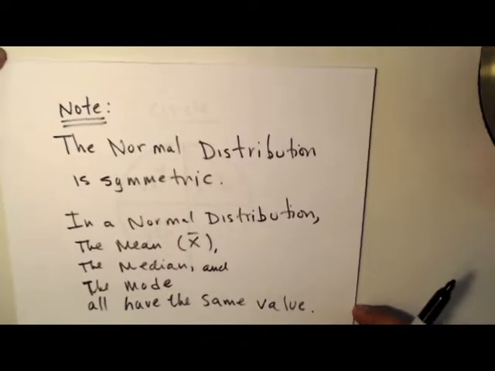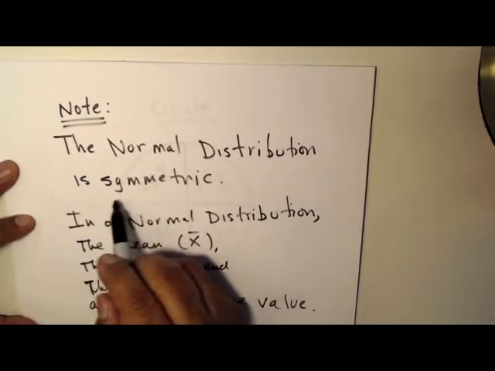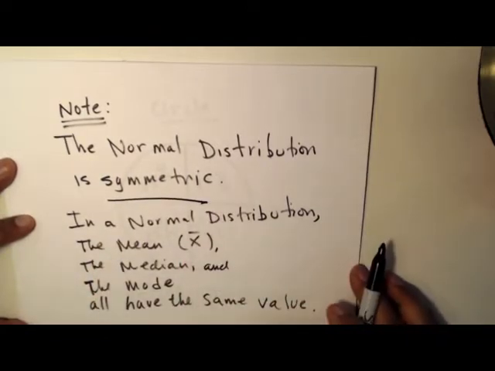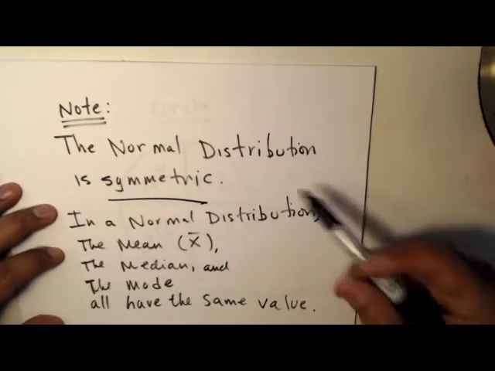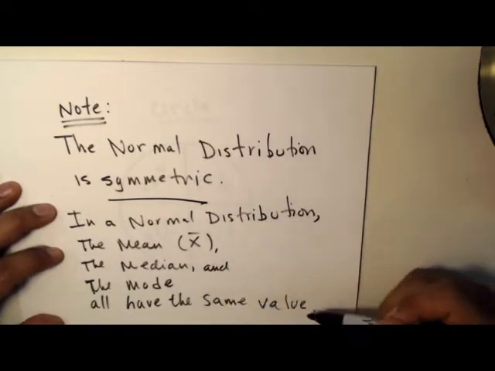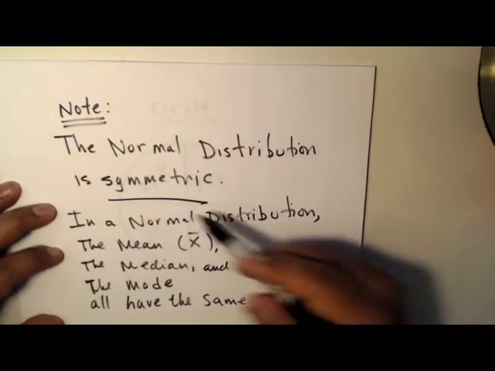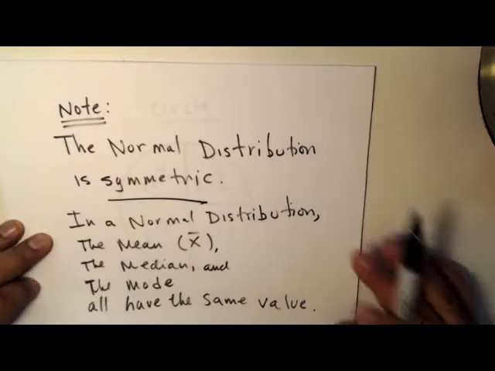So the normal curve, as I said earlier, is symmetric. And in the normal distribution, the mean, the median, and the mode all have the same value. So this is a very important characteristic of the normal distribution.